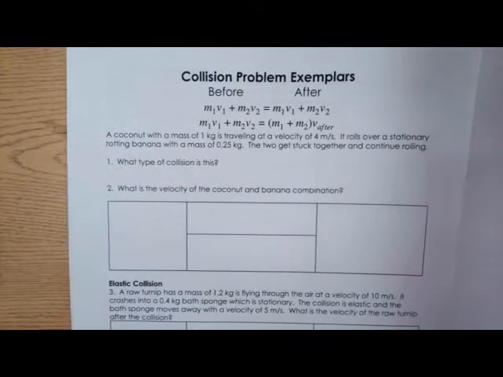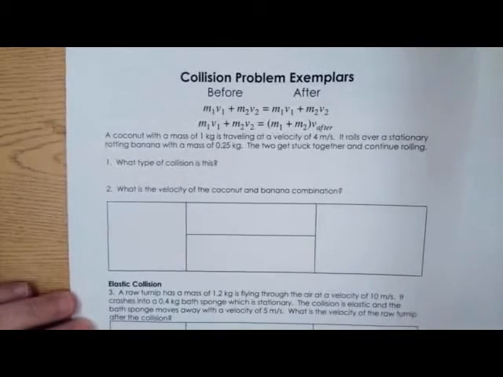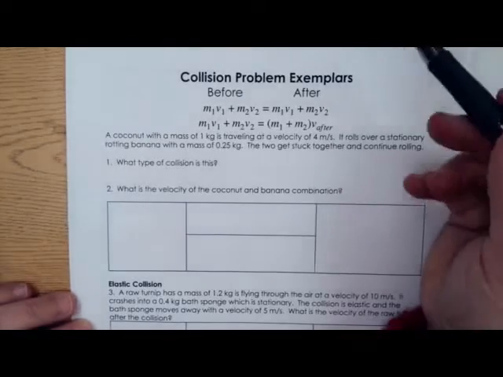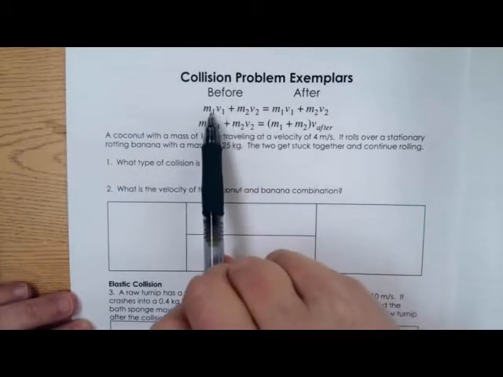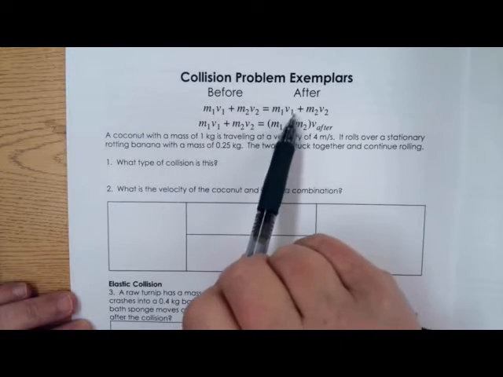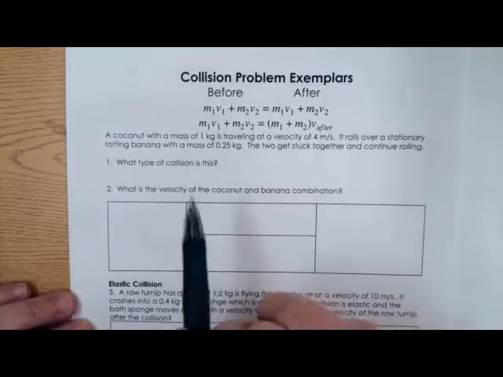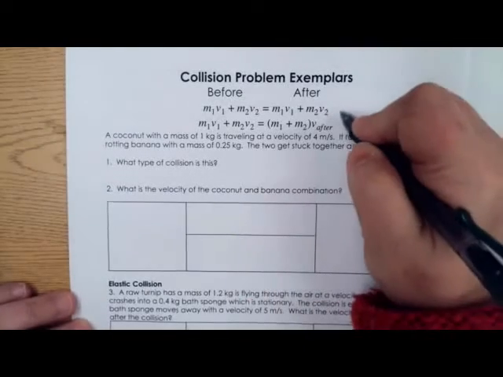This is Goddess of Science Physics, and today we are going to do some collision problem exemplars. Before we start, I just wanted to review with you a little bit the two different types of collision problems. You have two objects beforehand, both of them moving, or perhaps only one is moving, but they come together and bounce off each other and both continue on separately. That's called an elastic collision.